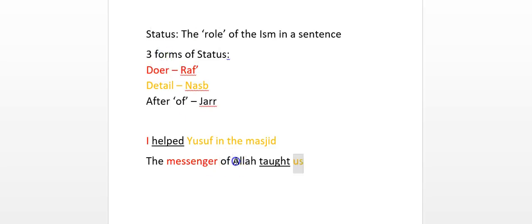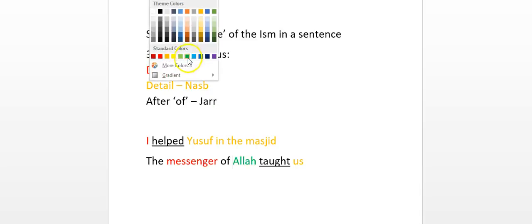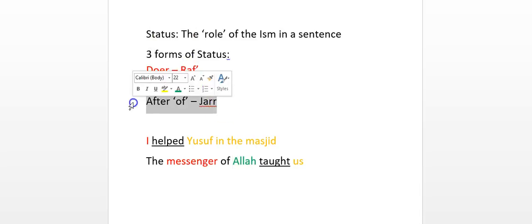Now we have the word Allah here as well. Now what status is this? Is it a doer? Nope, not in this sentence. Is it a detail? Nope. It's after of, isn't it? Look, the word of is appearing. After the word of, there's the word Allah. So this is going to be the jar status. Let me color that in green. So the after ofs are going to be in green.